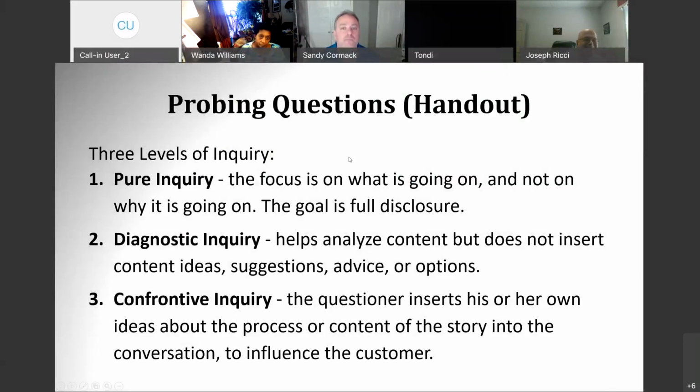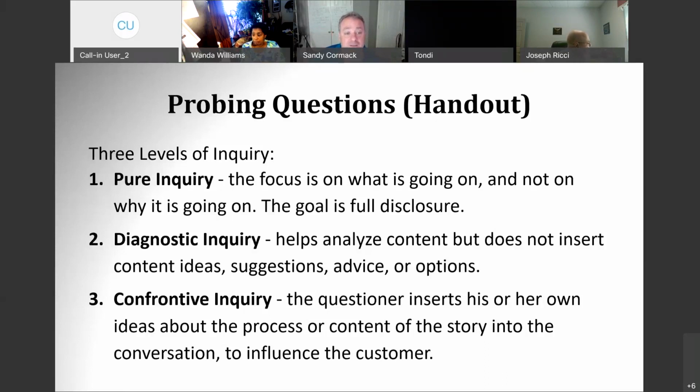This comes in the handout that I sent you: the idea of there being three levels of inquiry. When I'm asking questions, I can ask at three levels. At the very top level, I just want to understand what's going on. This is called pure inquiry. This is a reporter going to the scene and asking questions like who, what, why, where, how. My goal is to understand everything that I can possibly understand. I want to get this person to fully disclose everything that's going on.